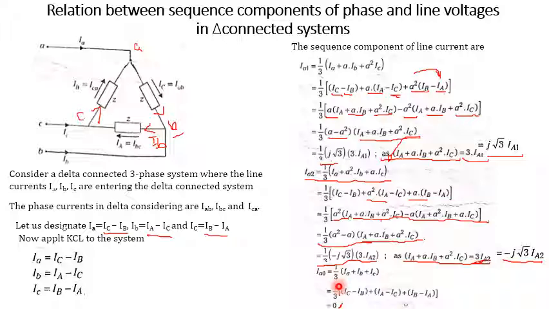Whereas in case of the delta connected system, the zero sequence component of the line current is not present. So it is clear that the zero sequence of the line current IA0 is equal to 0. It doesn't mean that the zero sequence of the phase current is also 0. If it is 0, it means the capital IA0 is also 0.